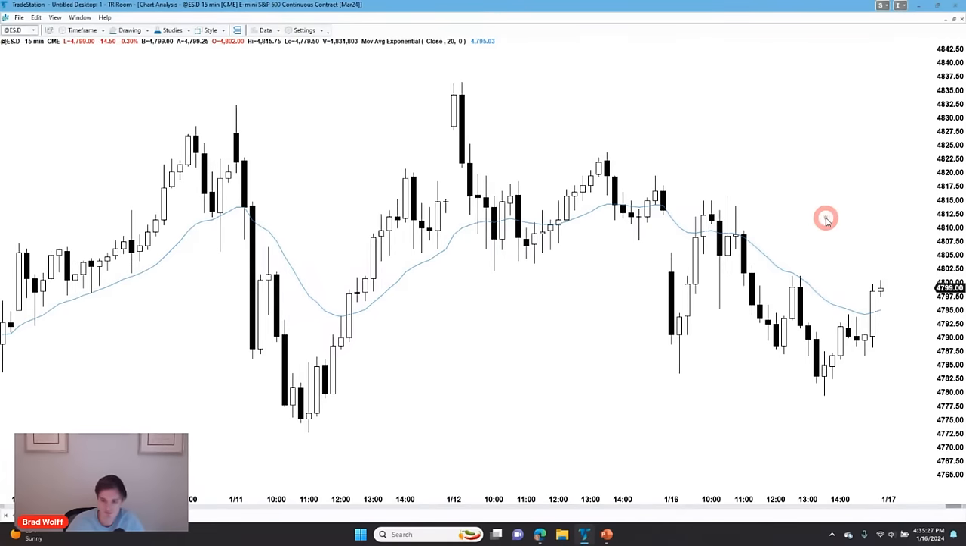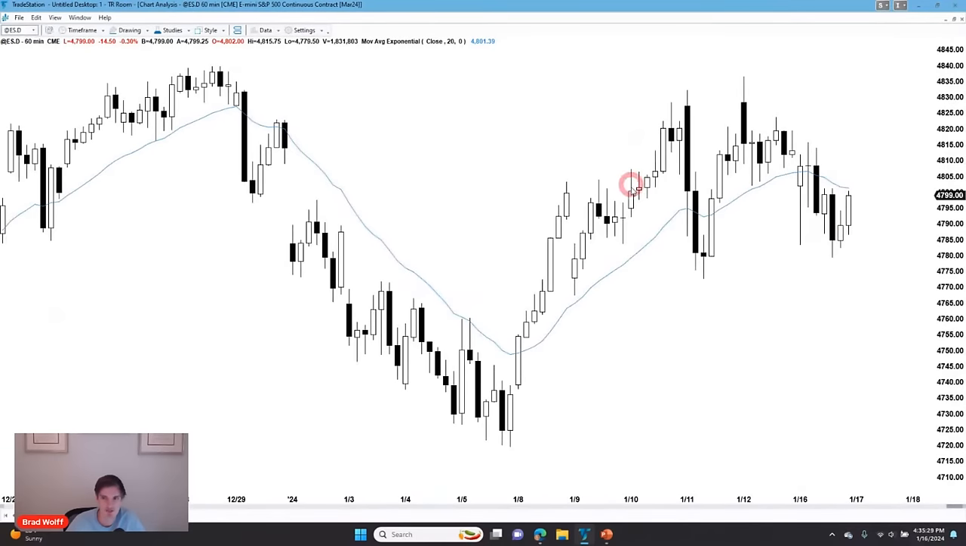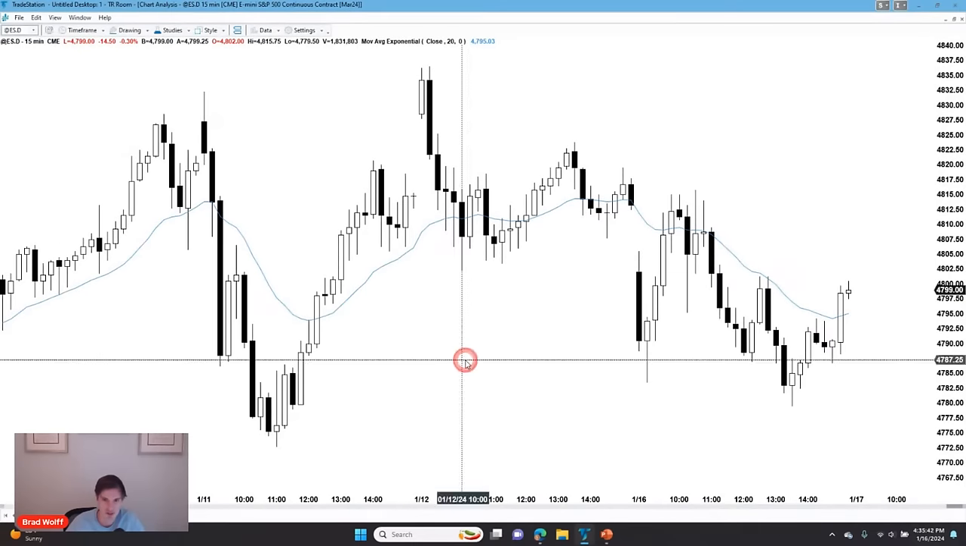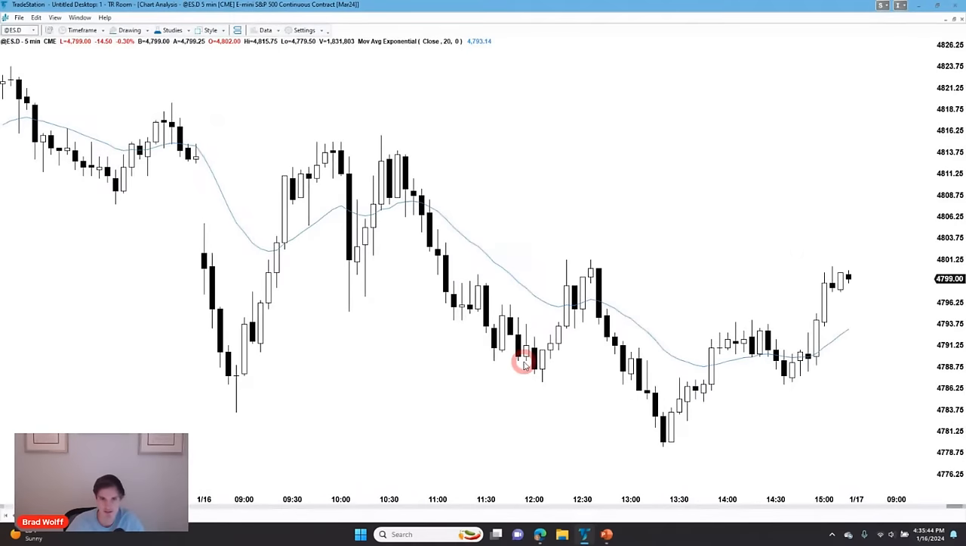That is a warning that the higher time frames are within a trading range. So if the 60-minute chart's in a trading range, the 15-minute chart's in a trading range, the 5-minute chart is going to probably have a lot of trading range price action.